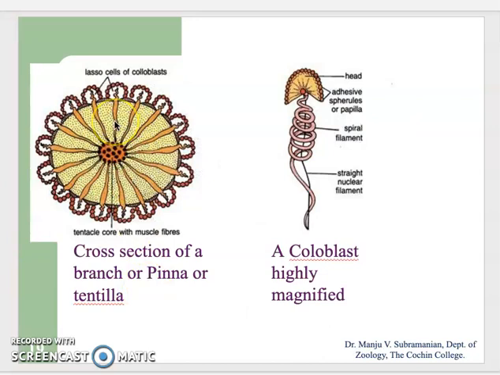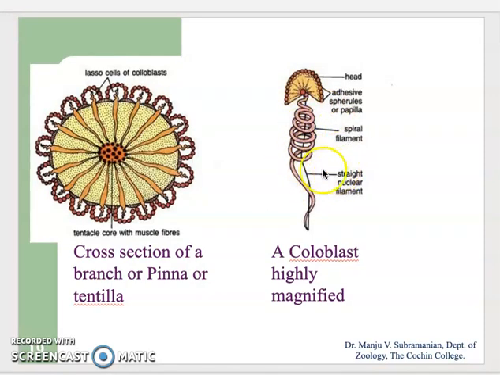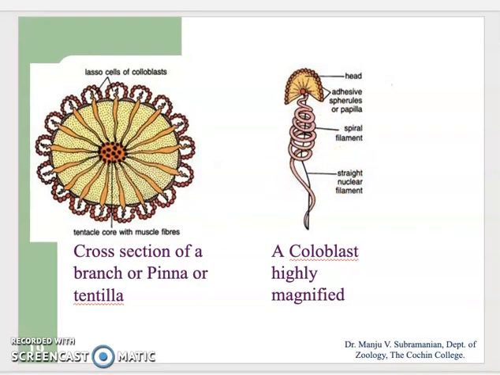So this is a colored cross-section of a tentacle. This is an individual cell. Colloblast cells have a head region. It is made up of adhesive papillae, and there is a straight filament in the center, and a spiral filament is also present. This is a highly magnified view of a colloblast.